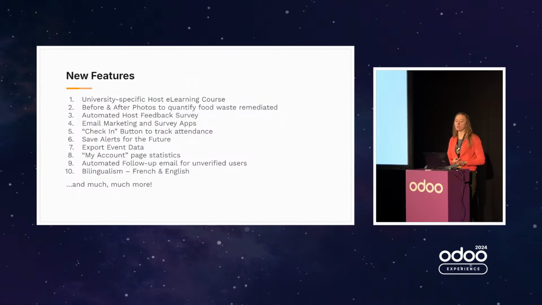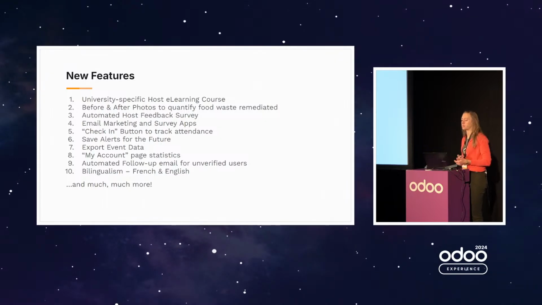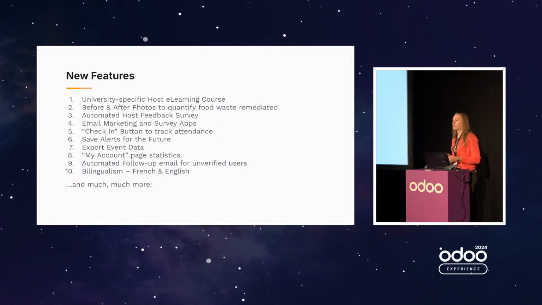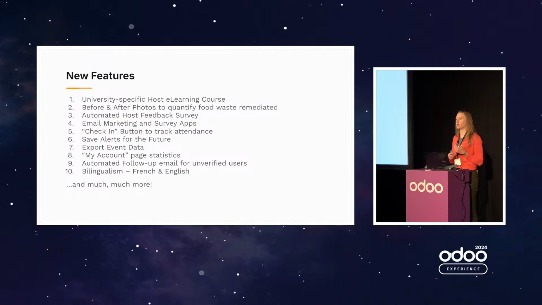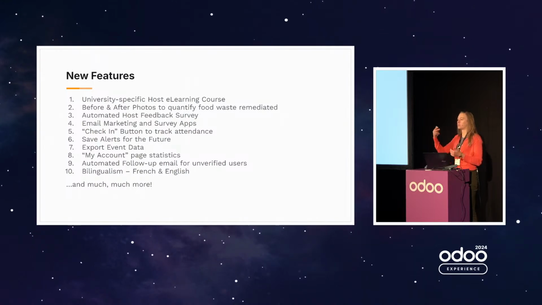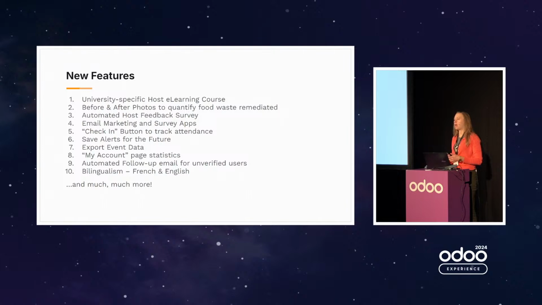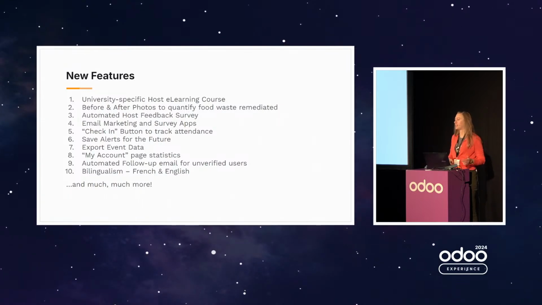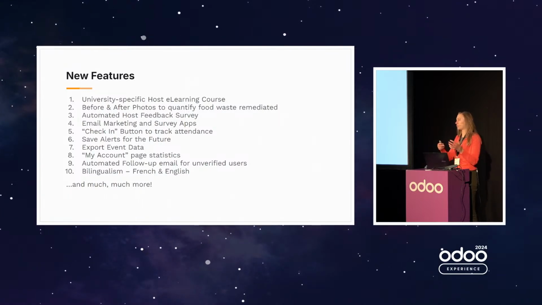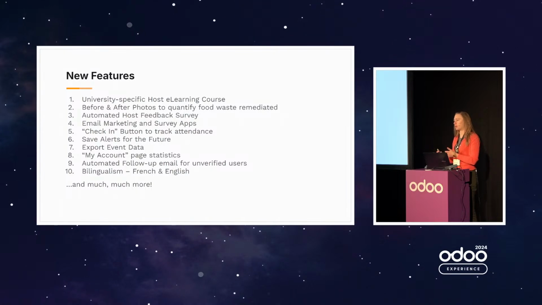Some of the features include, for example, the university-specific host e-learning course. That host e-learning course I mentioned is what the user has to go through. It's a series of videos that ends with a quiz, and it's built on the e-learning app of Odoo, and it's required to go through that process in order to apply to become a host.